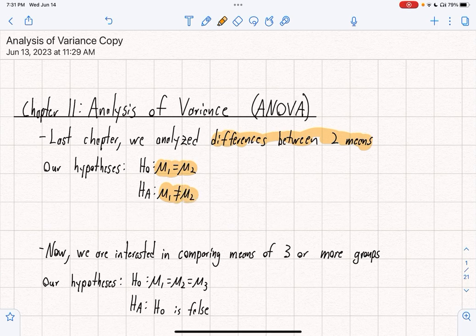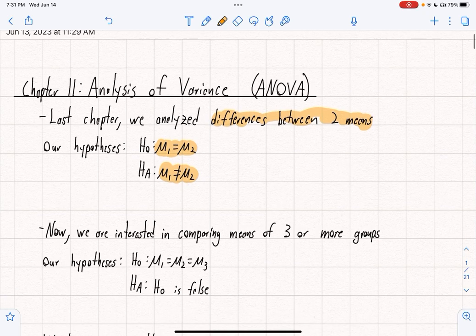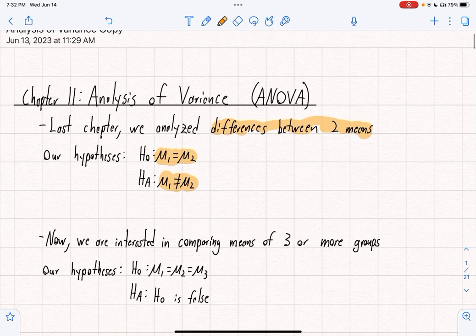In the chapter before that, chapter 9, we were only looking at one sample, comparing it to some hypothesized value. In chapter 10, we were looking at differences between two population means. But now we're extending this to three or more. So here we're now interested in comparing three or more groups.